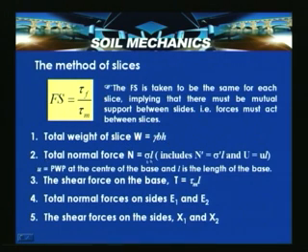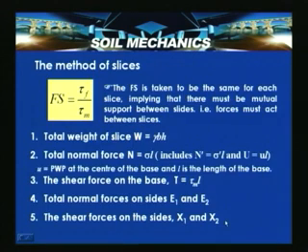The total normal force N, which is nothing but the normal stress sigma into L, includes N dash equal to sigma dash L and U equal to UL. U is the pore water pressure at the center of the base and L is the length of the base. The shear force on the base T is equal to tau m into L, and the total normal forces on the sides are E1 and E2, and the shear forces on the sides are X1 and X2.